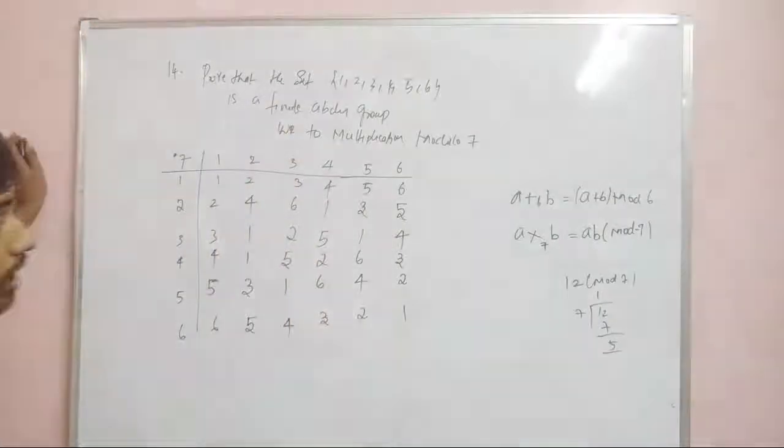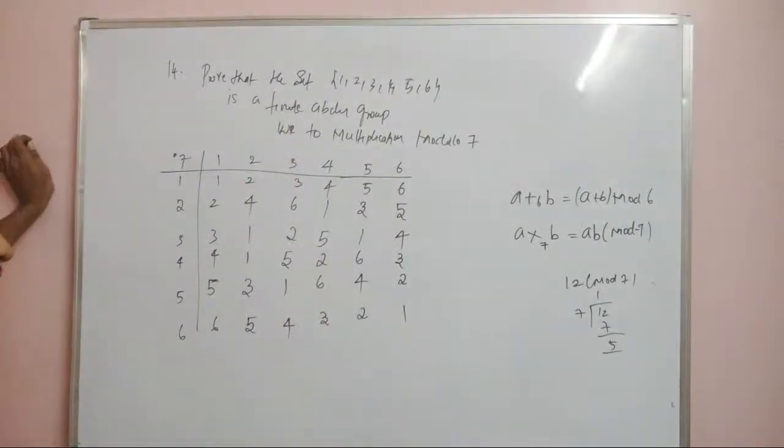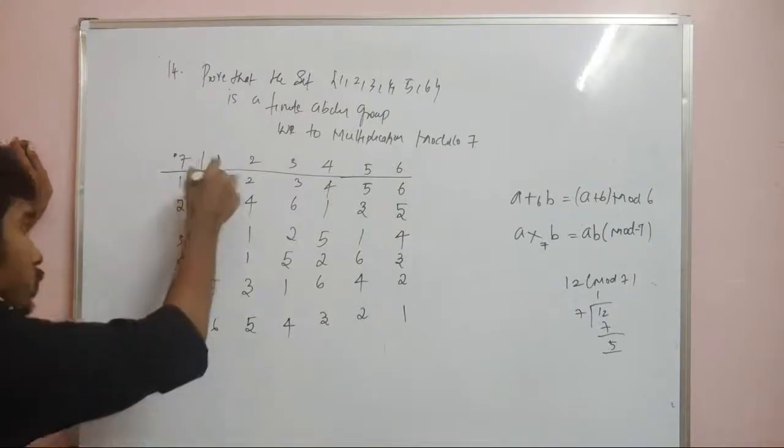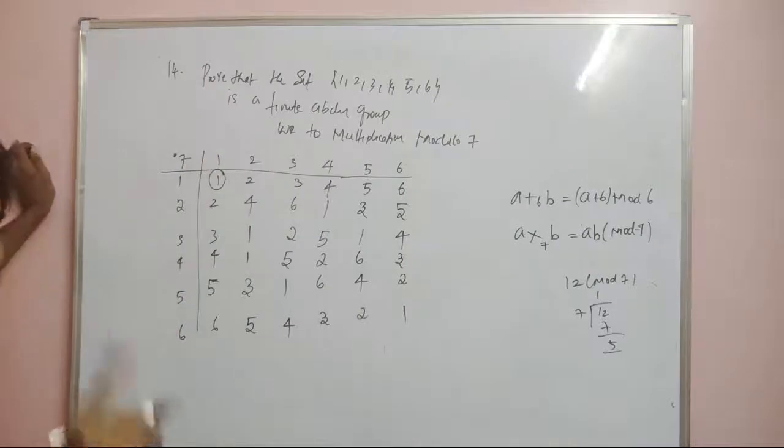is closed. And again you can see it is associative also. You just take randomly 3 elements, it will be satisfied. And you can see 1 is our identity element. So 1 is our identity element.